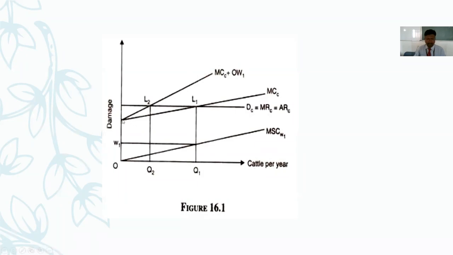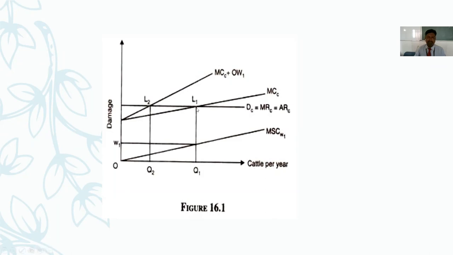Now, this upward line is the MC, the marginal cost of cattle production, I mean the cattle per year. And this horizontal line, either we can call it the price line of the cattle, or we can also call it the demand line of cattle, which consists of marginal revenue of cattle equal to average revenue of cattle. We all know in our perfectly competitive market, demand is equal to AR is equal to MR. That rule, you know, right?